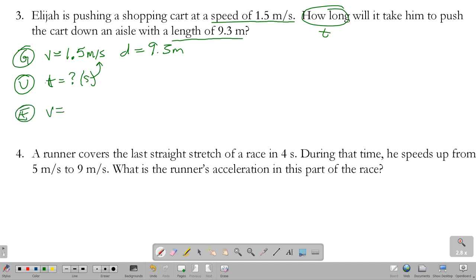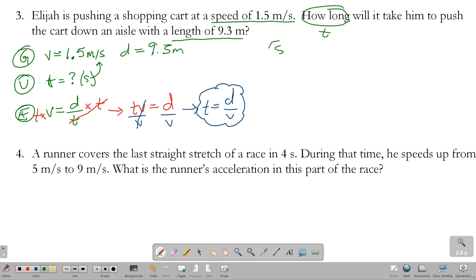Once again, we'll be using the equation V equals D over T, but this time, since we're solving for T, we're going to have to manipulate this equation a little bit. So I want to get T by itself, so I need to multiply by T on both sides to get that out of the denominator and onto the other side. So now I have TV is equal to D, and again I want to get T by itself, so I need to divide by V on this side, and I need to do that on the other side as well, and then that gives me the correct equation, which is T is equal to D over V.